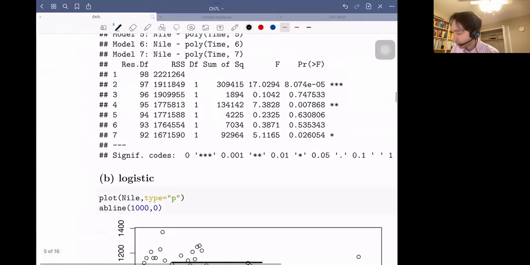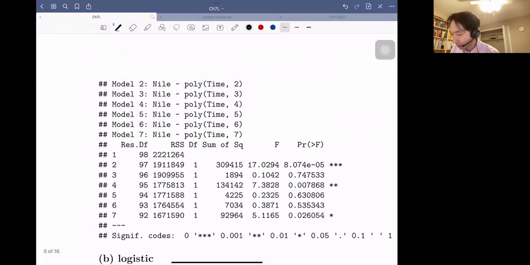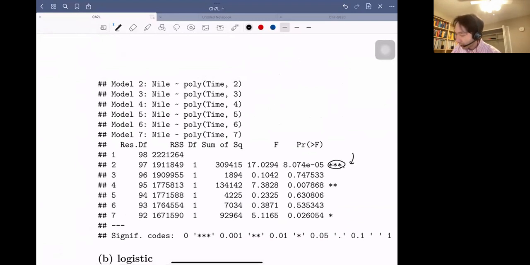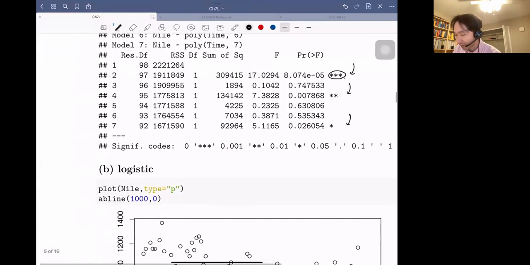AIC, residual, yeah. And this is another table to see if an additional component is significant. You can see the 3 stars here, so that means 2 components is significantly better than 1 component. And actually 4 components is significantly better than 3 components. And actually 7 is significantly better than 6. So maybe 7 is good, but between 4 and 6, 7, not much difference.